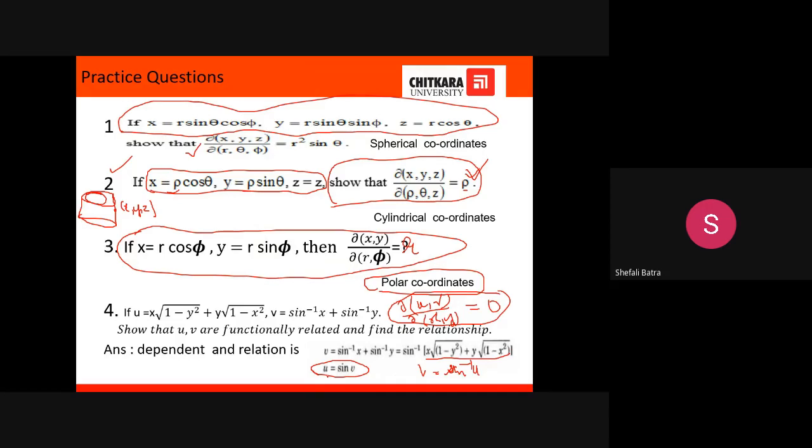Is it clear? Whenever you need to find out the dependency of functions, you check the Jacobian of those functions with respect to the independent variables. If it is equal to 0, it means they are dependent. If it is not equal to 0, it means they are independent. And if it is 0, they are dependent, and then you need to find their relationship. Right? So that's all for today.